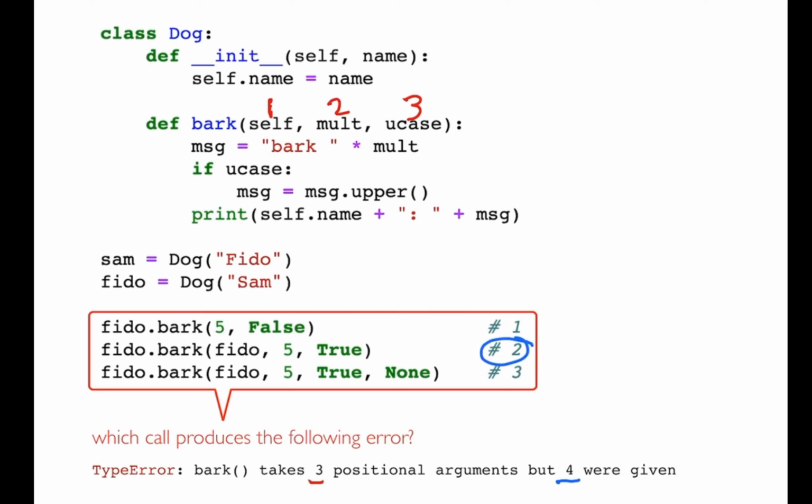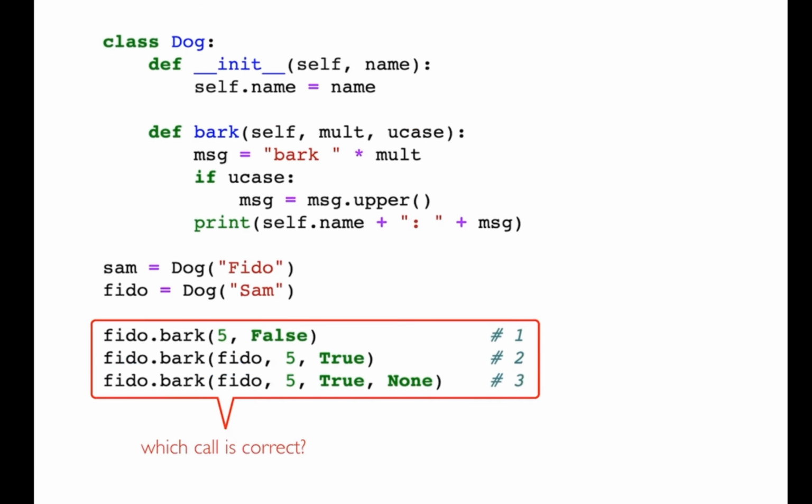Well, here I have 1, 2, 3, and 4. Even though it looks like there's 3 here, I need to count what's before the parentheses. So just be careful when you're reading these error messages. It says there were 4 given. Don't keep staring at it and saying, oh, I only passed 3. Make sure you count that 1 at the beginning as well.